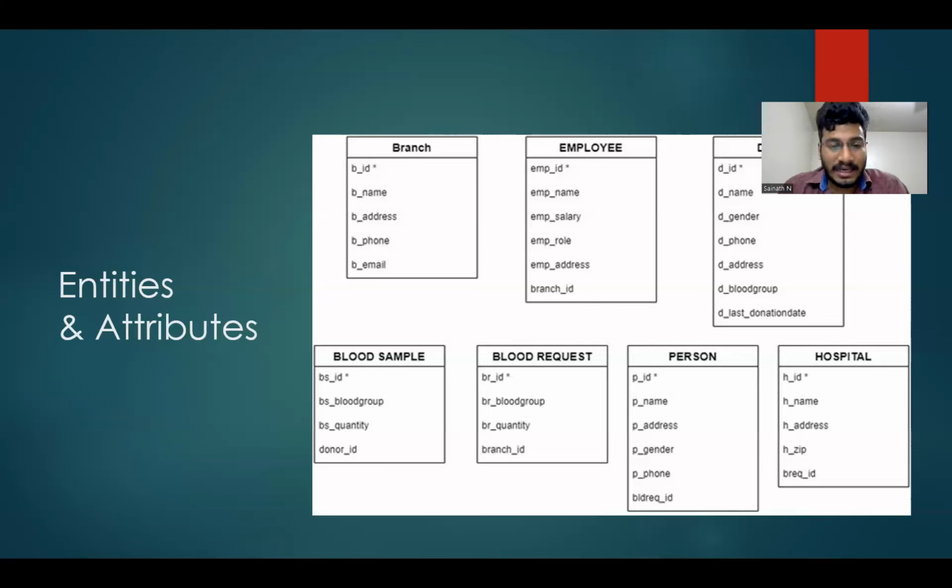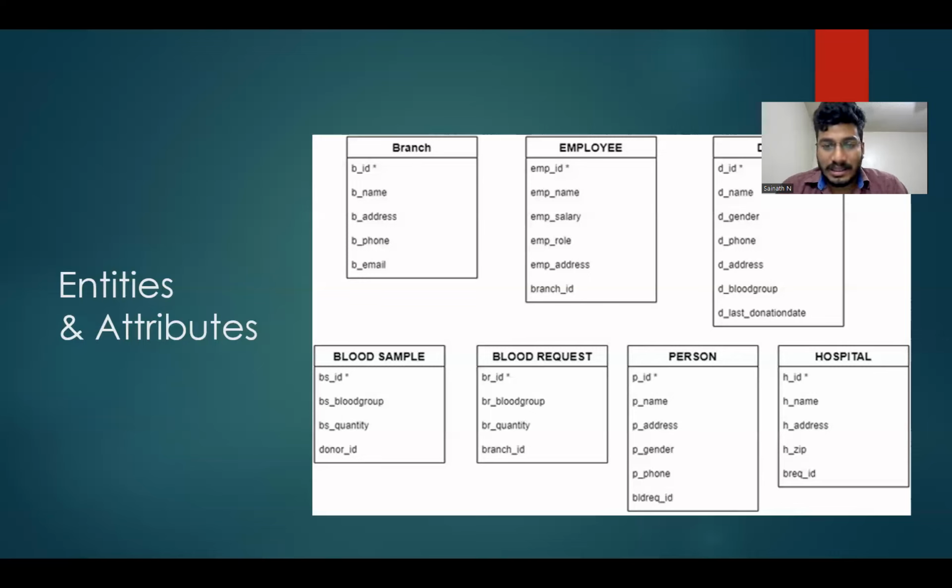Blood sample ID, which is a unique number, and blood group, the actual blood group, and quantity, how much is available, and the donor who gave it or who donated it. Coming to blood request, it's the blood group, blood quantity, ID.